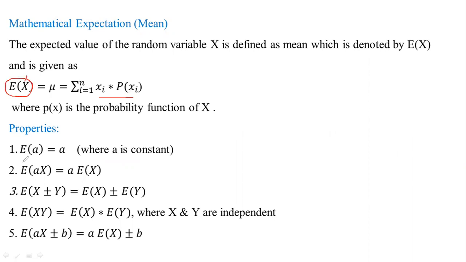There are a few properties. Expectation of a constant is equal to the constant. Expectation of a into x is equal to a into expectation of x. Expectation of x plus or minus y is equal to expectation of x plus or minus expectation of y. Expectation of xy is equal to expectation of x into expectation of y, where x and y are independent events. And expectation of ax plus or minus b is equal to a into expectation of x plus or minus b.